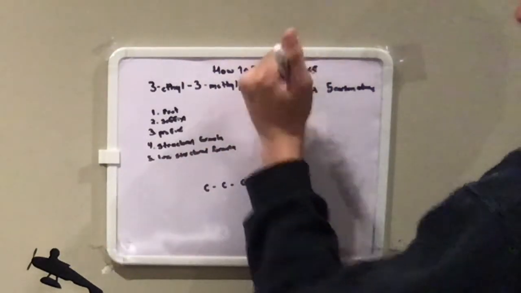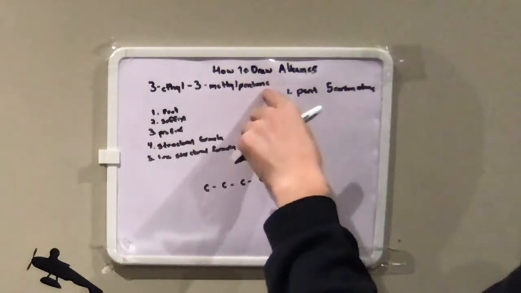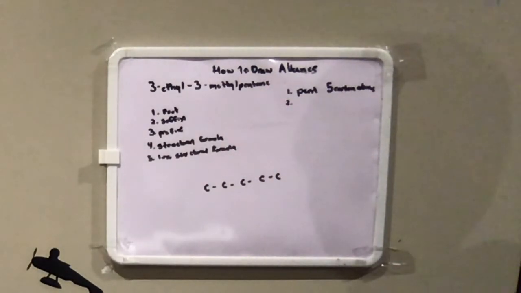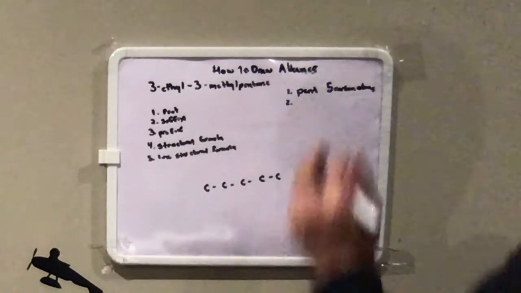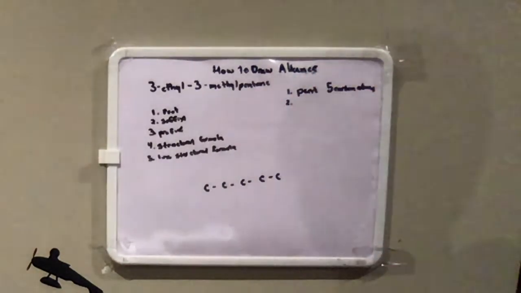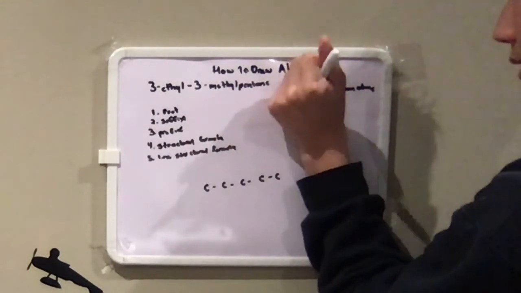Number 2, identify the suffix. So the suffix is at the end of the name. Suffix is ane. That tells us that this compound is an alkane. So we know that alkanes are just connected by single covalent bonds. So now we know that.